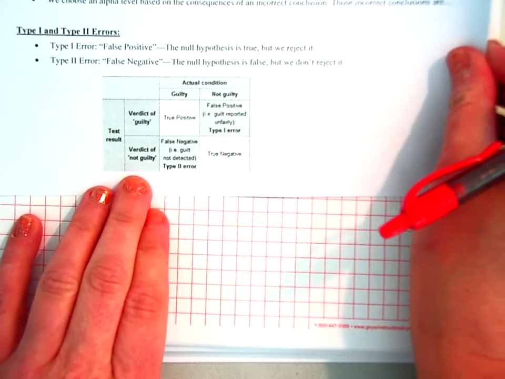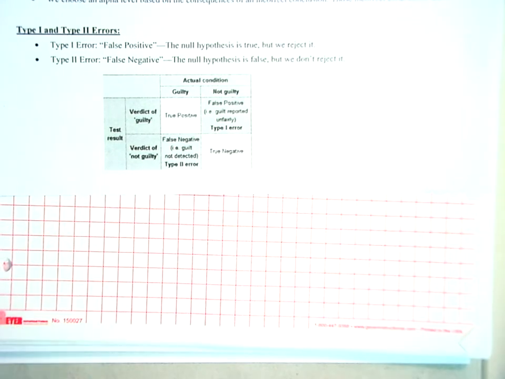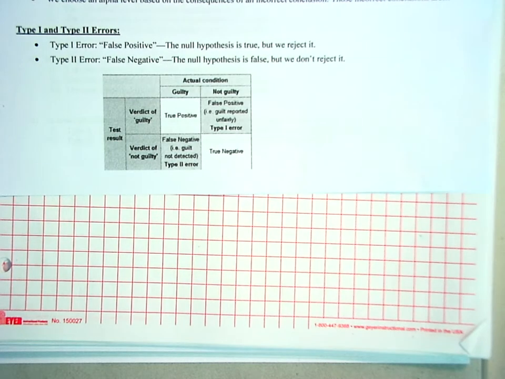So a type 1 error is a false positive. It means that our null hypothesis is true, but we reject it. A type 2 error would be a false negative. The null hypothesis is false, but we don't reject it.